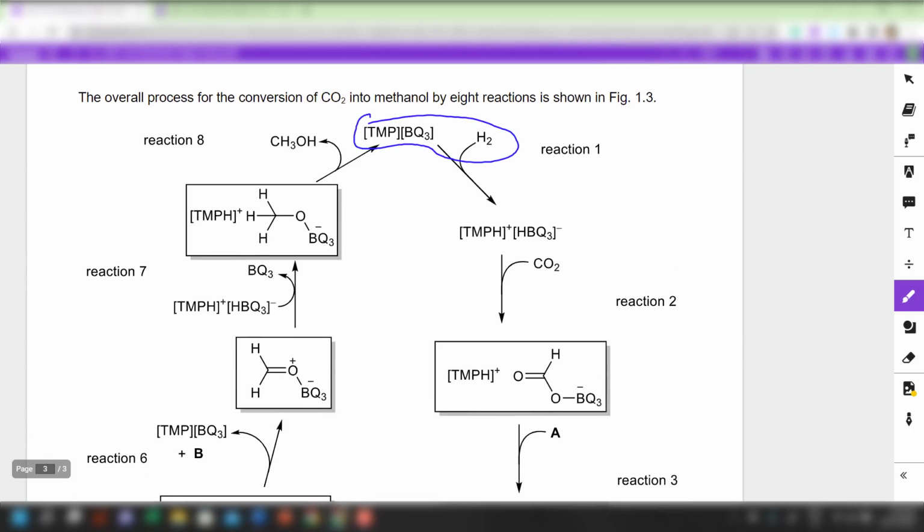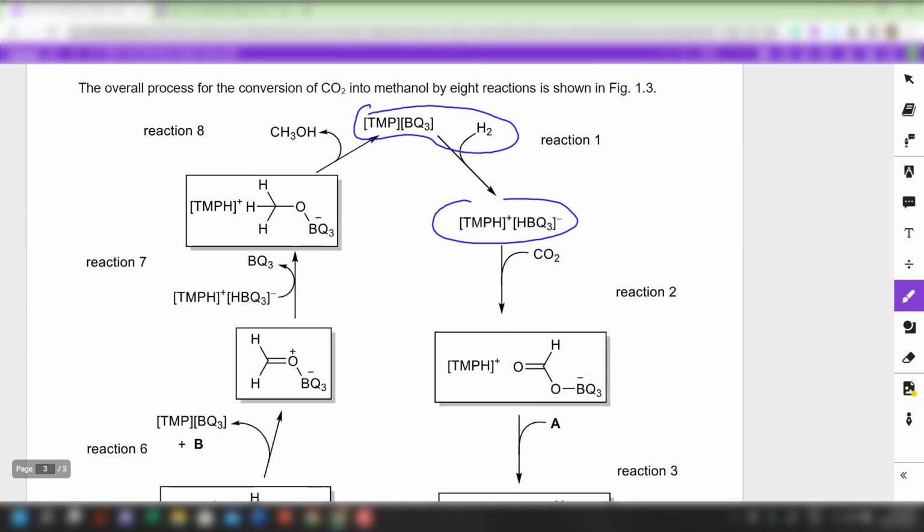Okay, and then in the process, give you this. Okay, and then you notice that when CO2 is being introduced into the system, if I can just sketch this out a little bit, BQ3 is actually a hydride equivalent. It's not a hydride, but it's a hydride equivalent. Okay, so there's a negative formal charge at the boron.